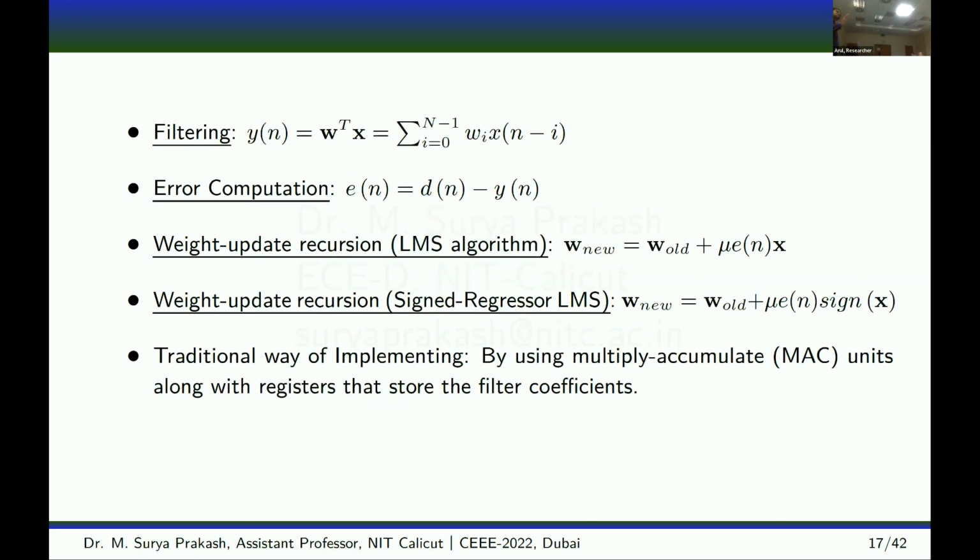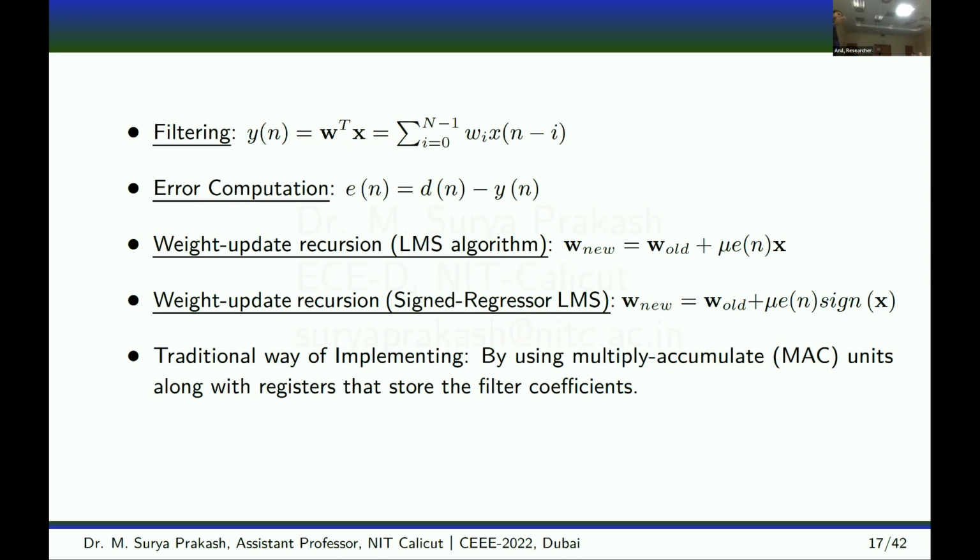The basic operation is summarized in terms of equations. First, we have the filtering equation, y of n, which is the output of the adaptive filter. We can clearly see that it is the dot product of two vectors. Then the error computation is nothing but the difference between the desired signal and the output of the FIR filter. Next, we have the weight update recursion, where W new, the vector of new weights, is updated based on the old weights plus mu into e of n into x. This is the equation related to the LMS algorithm.